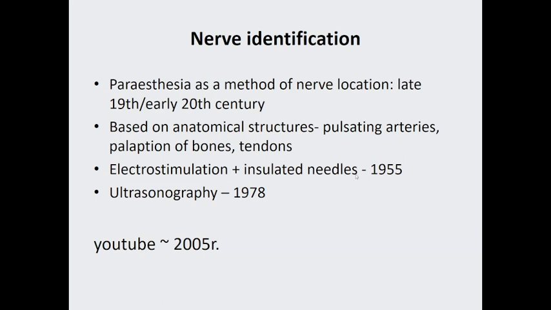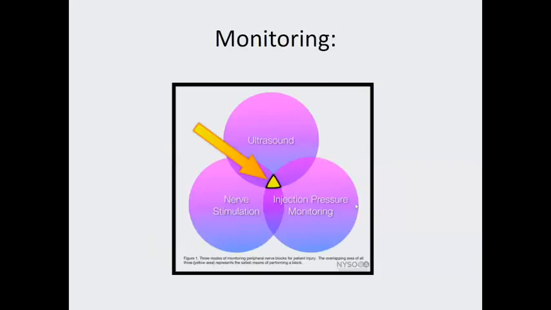Electrostimulation with insulated needles: this technique that uses a nerve stimulator started in 1955 and it's still used. And in 1978, ultrasonography was invented. The first movie on YouTube using ultrasonography for a nerve block comes from 2005. And nowadays, ultrasonography plus electrostimulation is the basic method of nerve techniques.